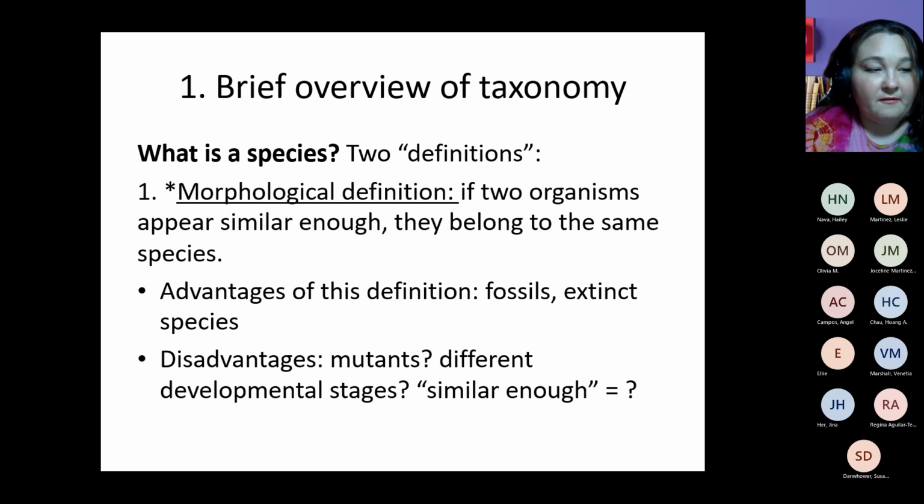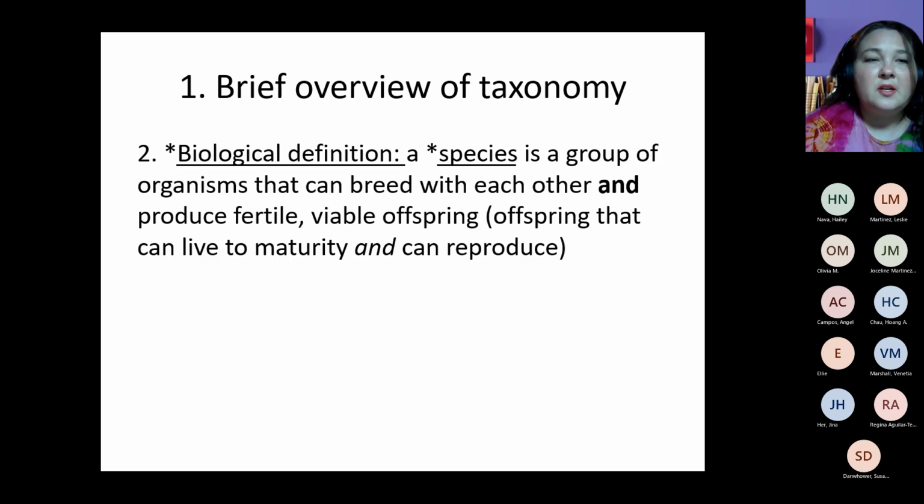But it doesn't work if the organism you discover is a mutant and looks different from the rest of its species, even though it is the same species. Or the juvenile stage of a species might look different from the adult stage of the same species. And also, what does similar enough mean? What qualifies that?